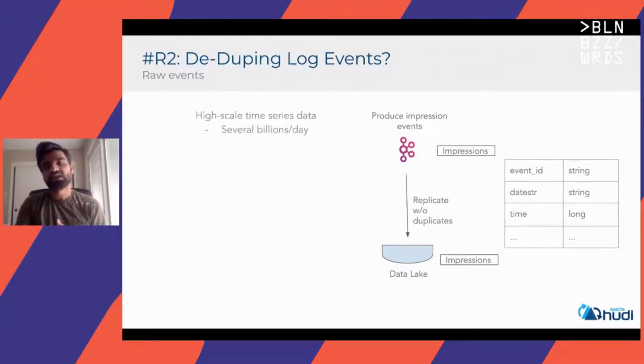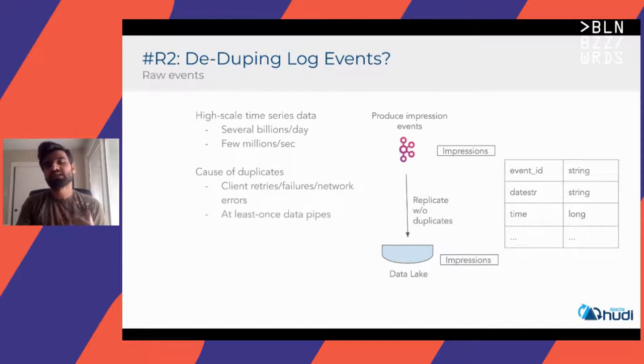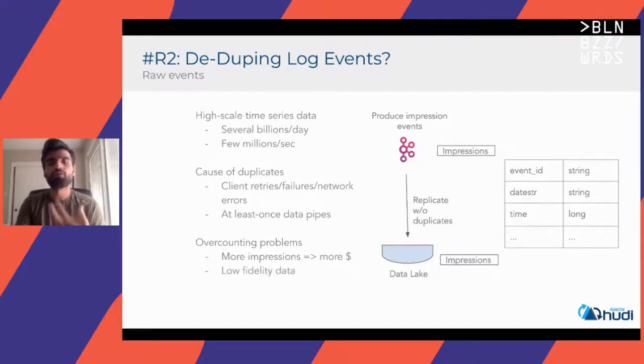This kind of data is generally really high scale time series data, on the order of several billions or even trillions of messages per day nowadays, or a few millions per second. Some of the causes for these duplicates could be retries on the client, failures on the network, as well as data pipelines ingesting this that are at-least-once only. The problems with duplicates include overcounting. Say you're evaluating these metrics to drive some business metric, these extra impressions lead to low fidelity data.